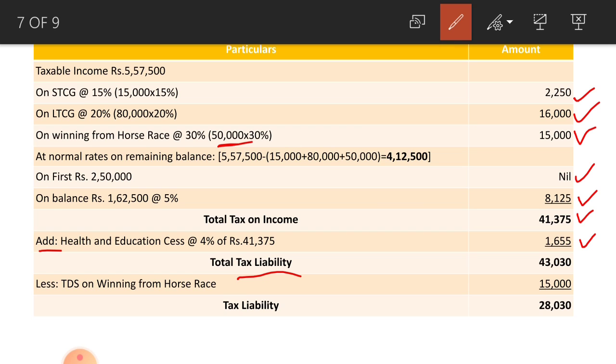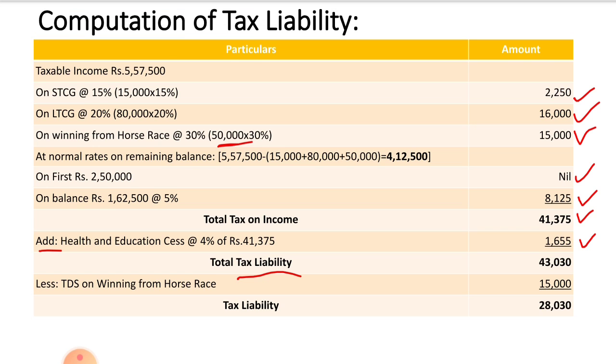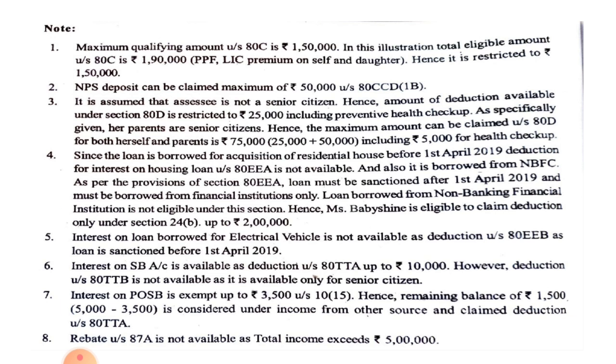When you deduct this one, you get the tax liability of Miss Baby Shine as 28,030 rupees. So this is the tax liability of Miss Baby Shine, 28,030. Notes are there, go through these notes. These notes are similar to previous problem and I already explained it, and you have notes relating to this point. Please check that things. Thank you. Let us solve other problem in the next session.